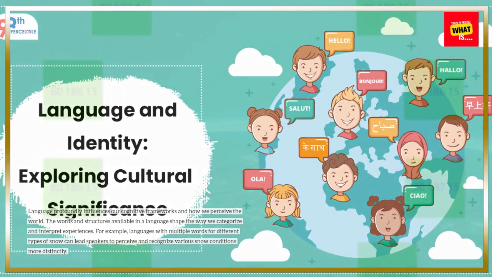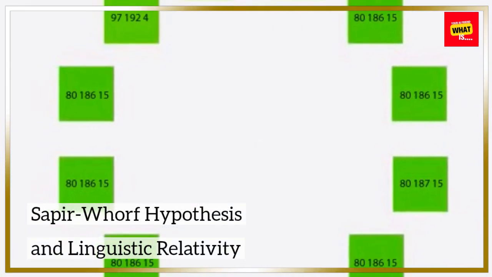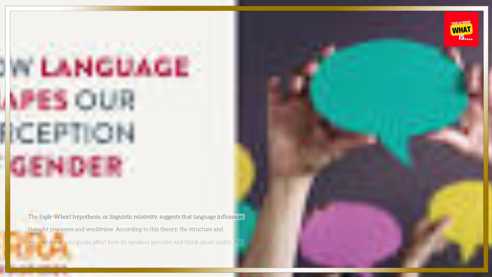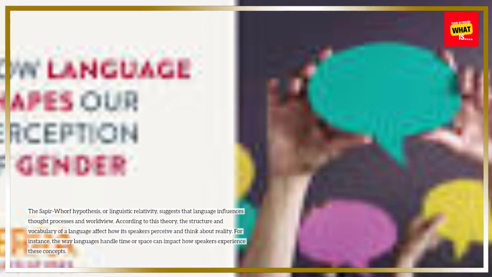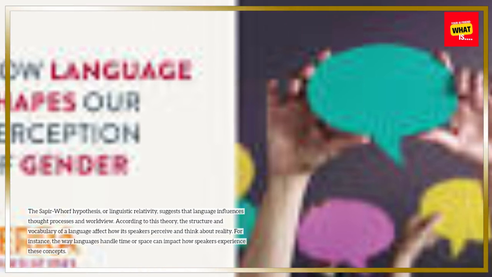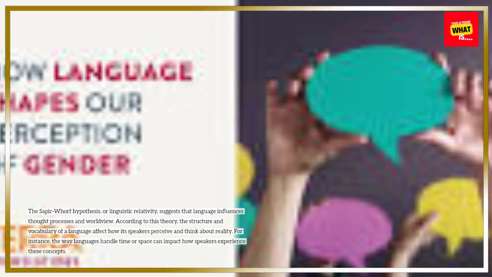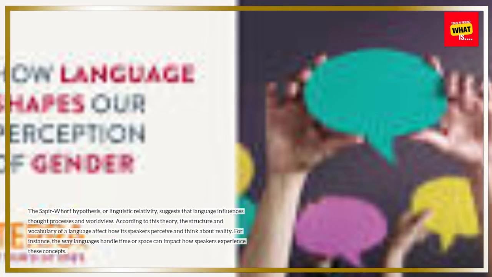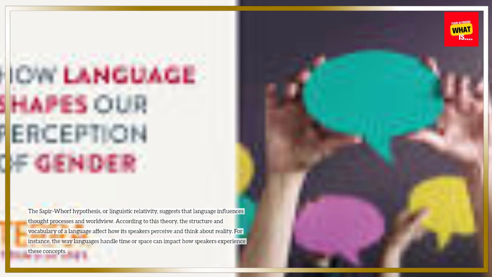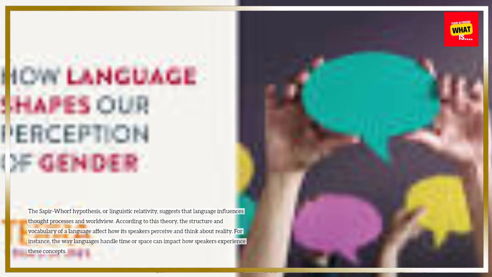conditions more distinctly. Sapir-Whorf hypothesis and linguistic relativity. The Sapir-Whorf hypothesis, or linguistic relativity, suggests that language influences thought processes and worldview. According to this theory, the structure and vocabulary of a language affect how its speakers perceive and think about reality. For instance, the way languages handle time or space can impact how speakers experience these concepts.